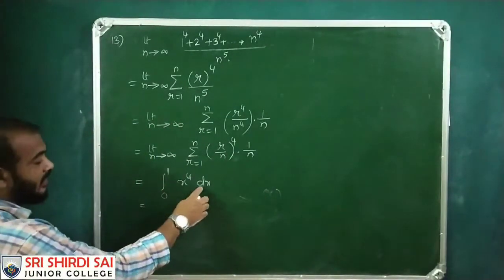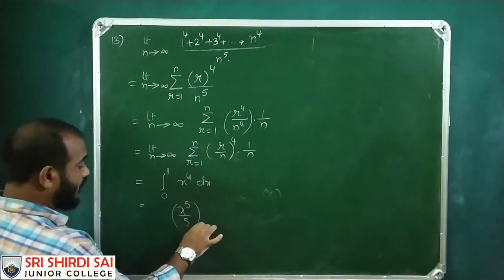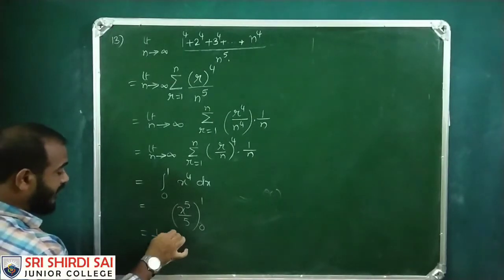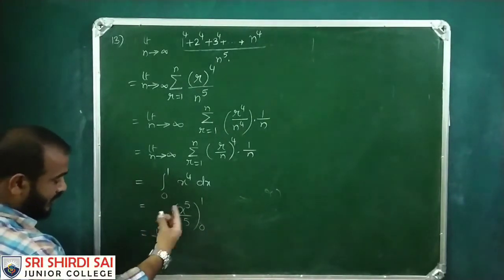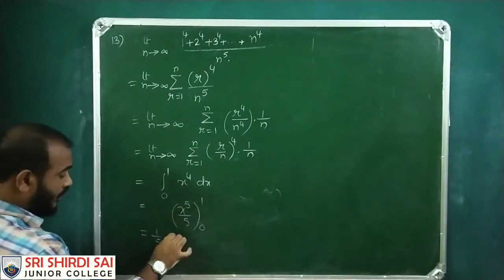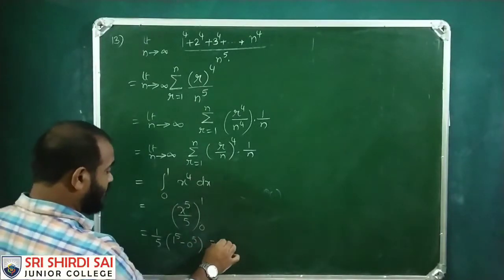So the integral of x power 4 dx is x power 5 by 5. The integration process is over; 0 to 1 is to be written here. So 1 by 5, apart from the process of integration, is x power 5: 1 power 5 minus 0 power 5. So this is equal to 1 by 5.